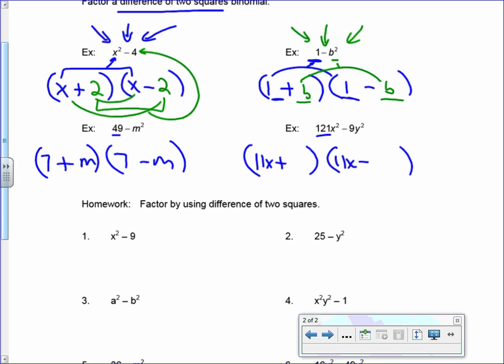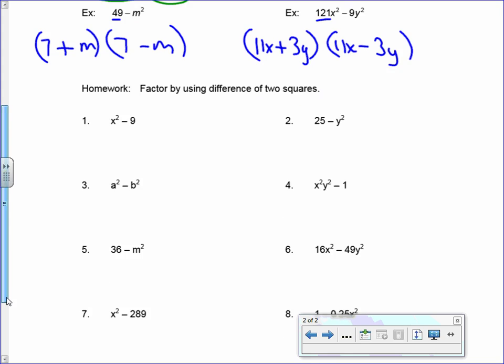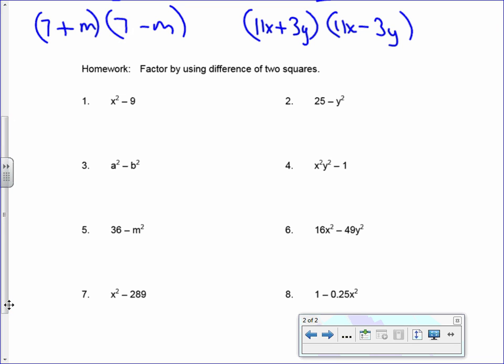The second term has a 9, and the square root of 9 is 3, but it's got a y on it. So we're going to put a y on the end of that as well. 3y times 3y is 9y squared. Okay, it says homework here, but today you're actually going to finish this in class.